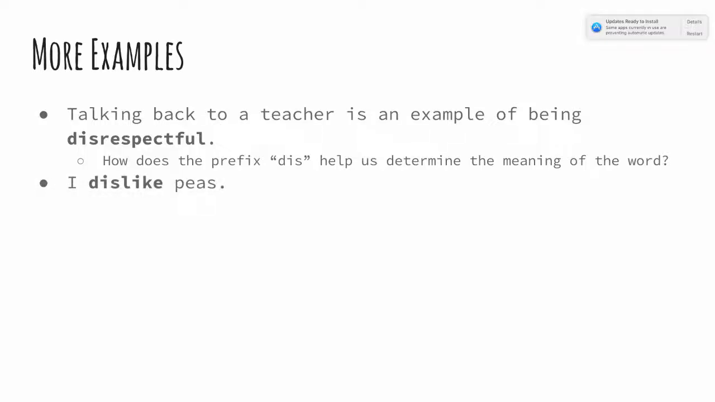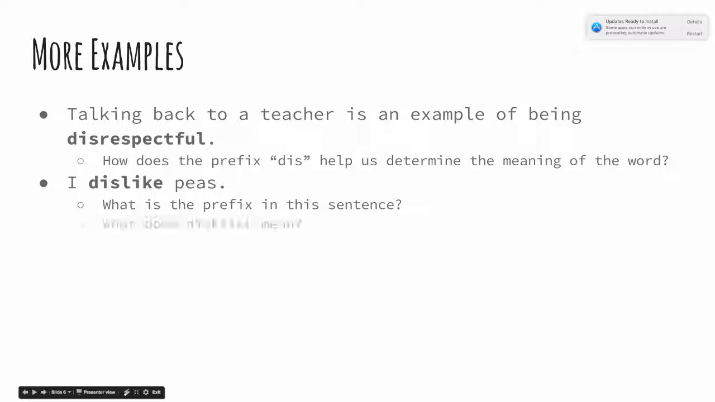I dislike peas. Okay, if you like peas, then it means you enjoy them. Okay, they're one of your favorite foods. However, that prefix again changes the whole meaning. There's 3 letters. 3 letters could just change the whole meaning of a word. Dis, okay? If I see that out front, dislike means not like, okay? So if I dislike peas, I don't like them. So the prefix in this sentence is dis. What does dislike mean? Means to not like something.